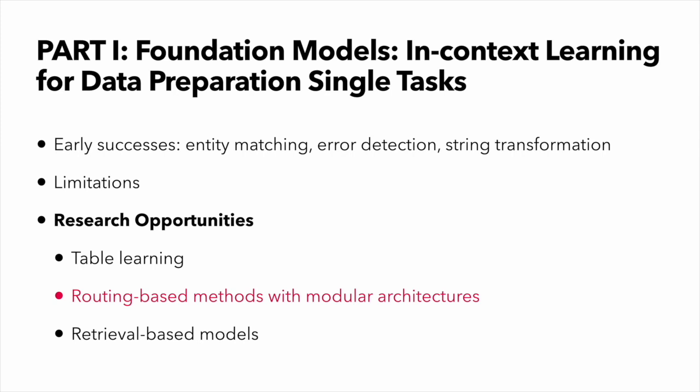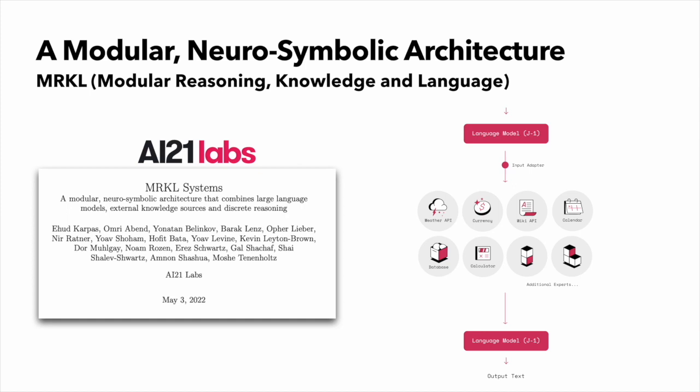The second one is called routing-based methods with modular architecture. So instead of using one huge language model like ChatGPT to answer all the questions, AI21 Labs proposed a system called MRKL to solve the problem. The basic idea is that they have many experts. An expert could be, let's say, a weather API, a database, or a calculator. So instead of using the language model to solve all the problems, the language model can route the question to the corresponding expert to solve the problem.